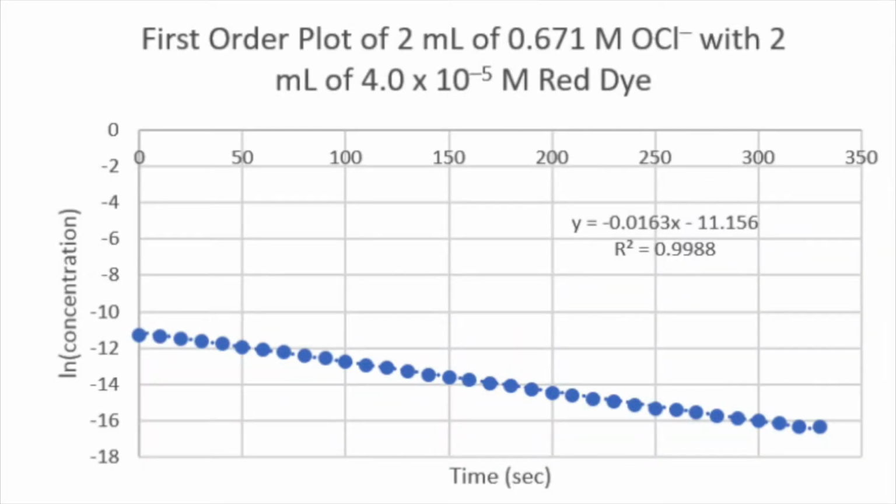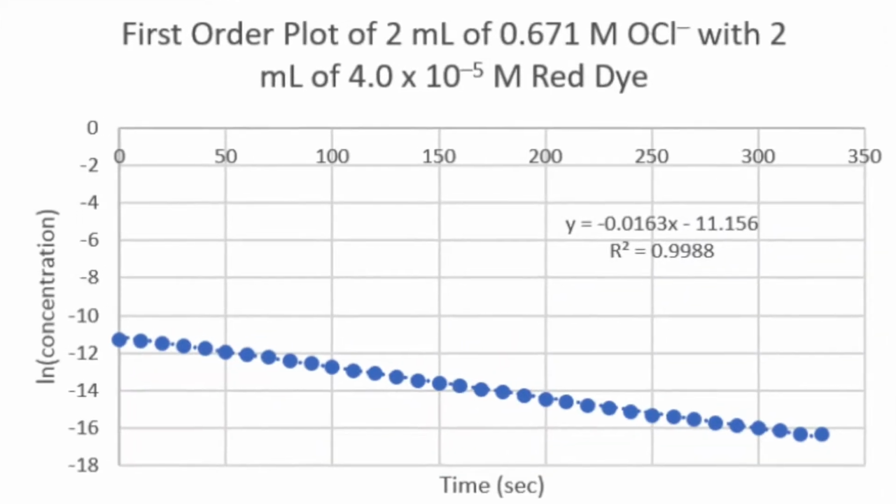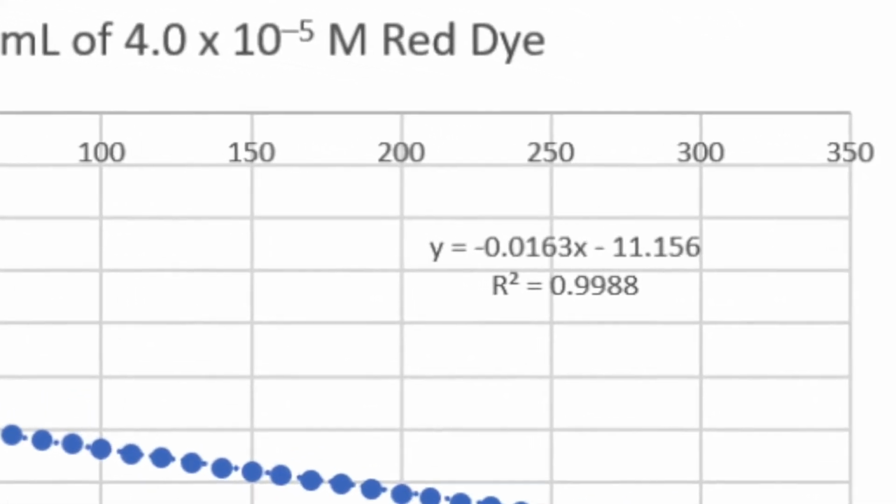We plotted our concentration versus time, 1 over the concentration versus time, and the natural log of the concentration versus time. As you can see, the first order graph is the most linear, with an R-squared value of 0.998.